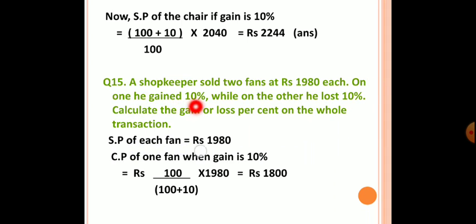On one he gained 10%, while on the other he lost 10%. Calculate the gain or loss percent on the whole transaction. So the selling price of each fan is rupees 1980. Let us find out the cost price of the fan when he gains 10%. That equals 100 divided by 100 plus 10, into 1980. So 100 divided by 110 into 1980 equals rupees 1800.